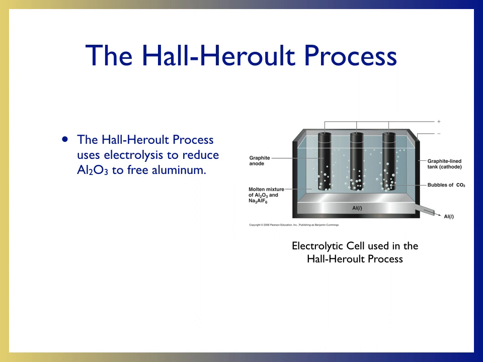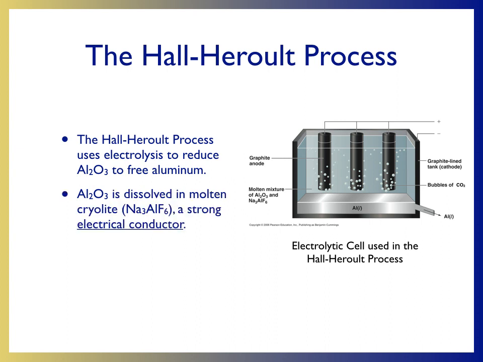To the right is an example of a Hall-Héroult cell. In this cell, we use graphite electrodes, and we take aluminum oxide, which you can obtain through the Bayer process, and melt it down and mix it with another ionic compound called cryolite. Cryolite is used because it's a very strong electrical conductor when molten. Our molten mixture undergoes electrolysis.